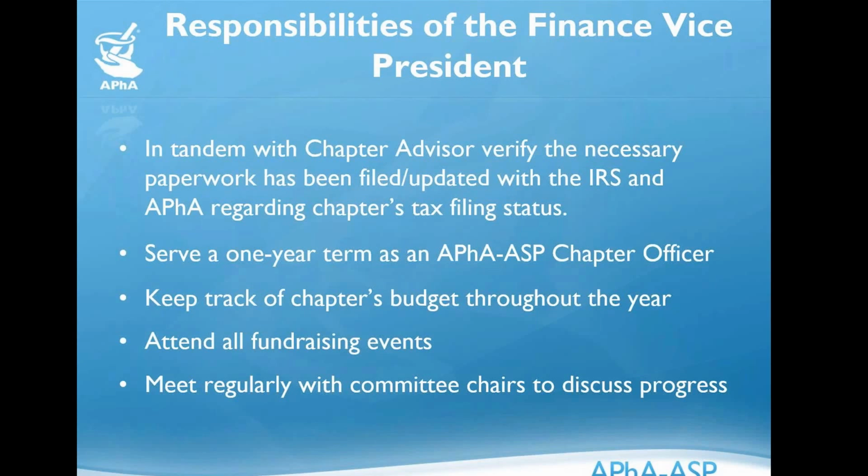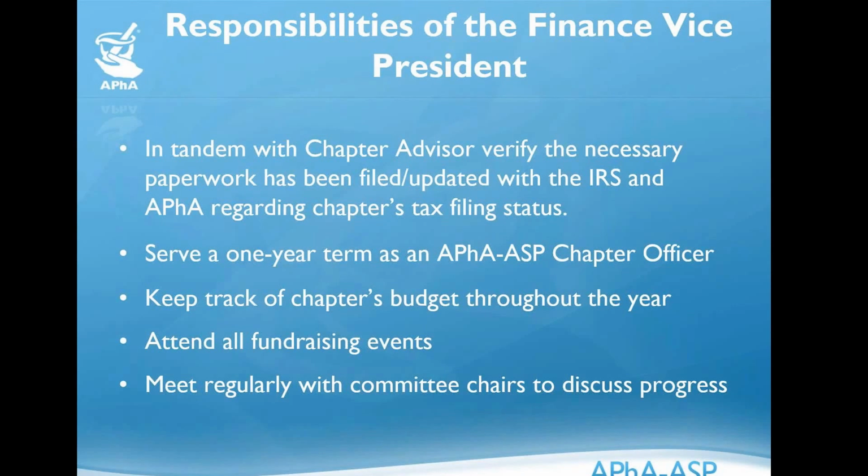I know it's a lot, but this is a big job that you have. So in tandem with your chapter advisor, you're again going to verify that all the necessary paperwork has been filed and updated with the IRS and APhA regarding tax filing status. And again, we'll go into the tax filing information, but I'll tell you right now and I'll tell you again later, your chapter advisor will actually be filing the taxes on your chapter's behalf. You as the finance vice president will not, and I will repeat, will not be submitting taxes on behalf of your chapter. That is your primary chapter advisor's responsibility to do so.